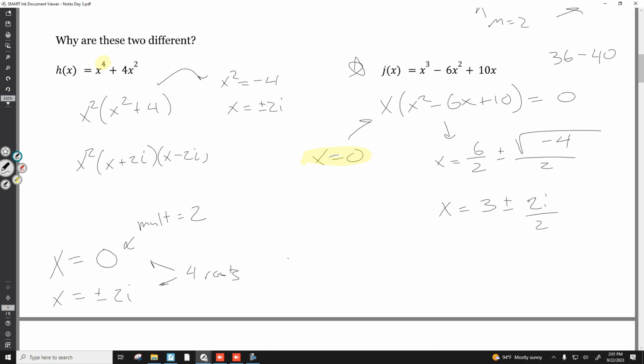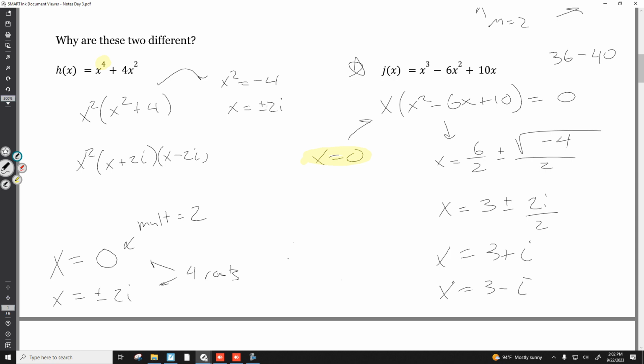The square root of -4 is the square root of 4 times the square root of -1. The square root of 4 is 2. Don't forget to take the square root of numbers. Okay? And the square root of -1 is i. Giving me 3 plus i and 3 minus i.